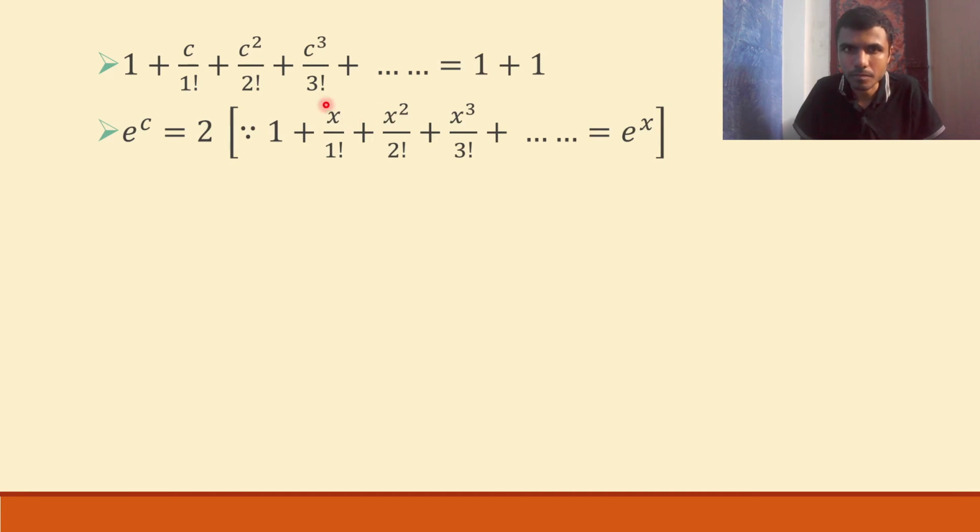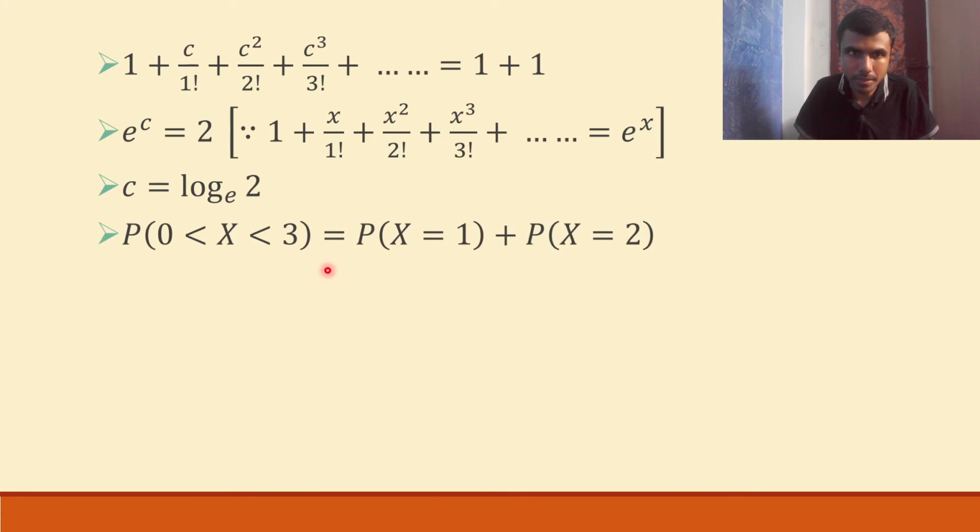So in place of x I have c, so I get e^c. e^c is 2. Now e^c is 2 means c will be log 2 base e. So we got the value of c.